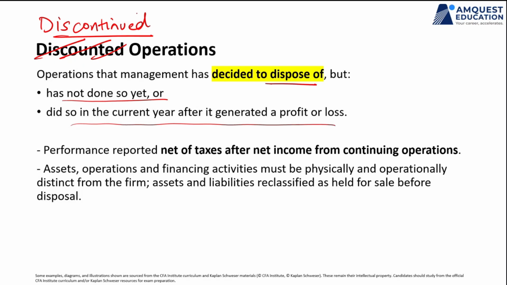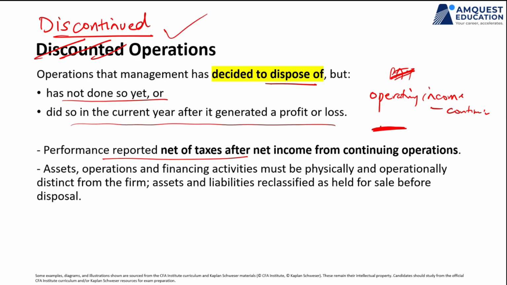If you have anything called a discontinued operation, performance should be reported net of taxes after net income from continuing operation. So you should show profit after tax, or let's say you should show operating income, and operating income should be based on continuing operations. And then there should be a line which says the performance of this discontinued operation net of taxes.